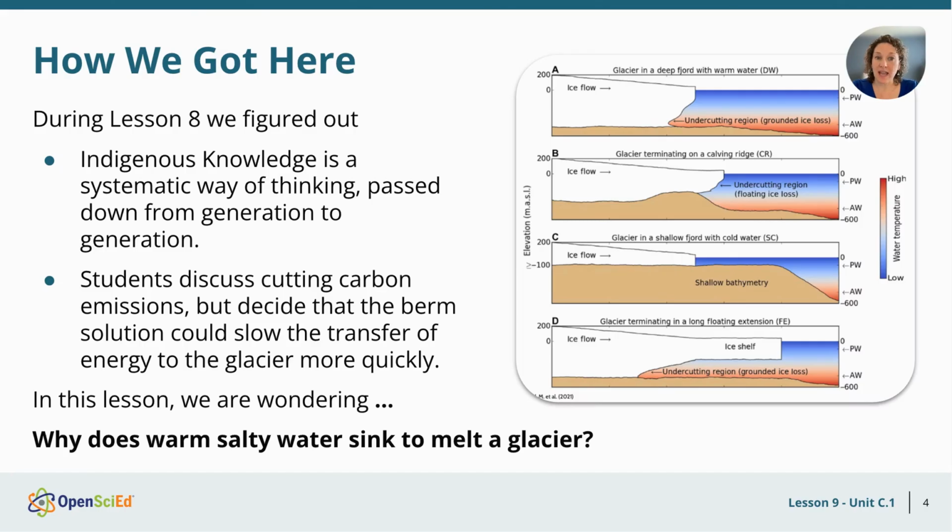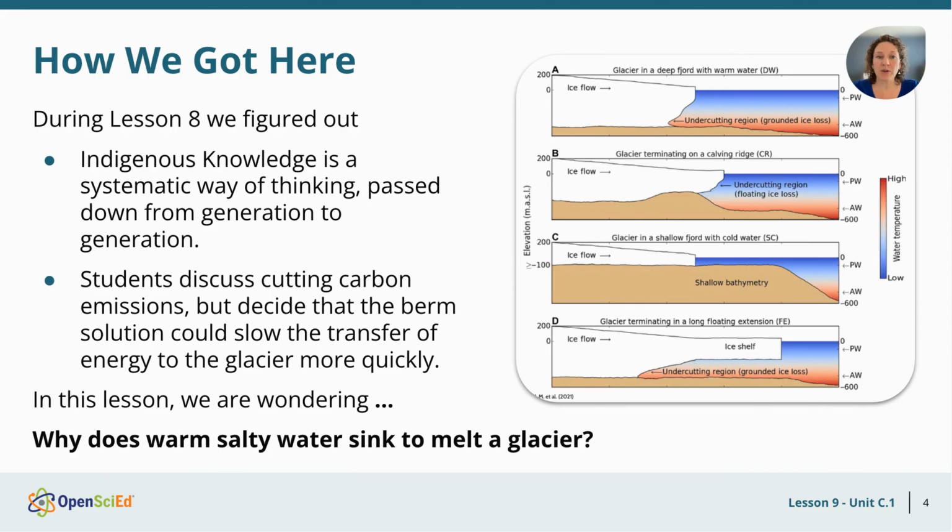So during lesson 8, we figured out indigenous knowledge is how people pass on what they know to their children over many years. We heard from Inuit hunters and fishers about how the sea and the ice conditions and the animals in the circumpolar region have changed over time. Both the berm solution and cutting carbon emissions could slow the transfer of energy at the interface between the warm ocean water and the glacial ice, but through different mechanisms on different timescales.